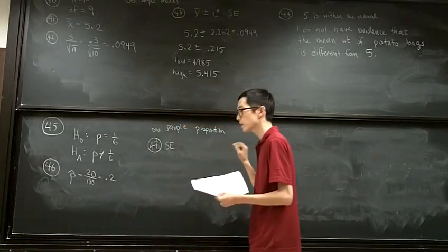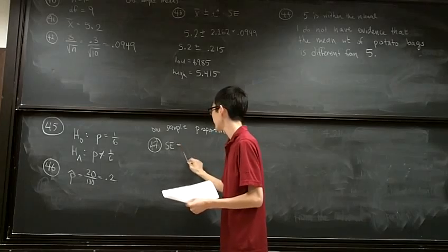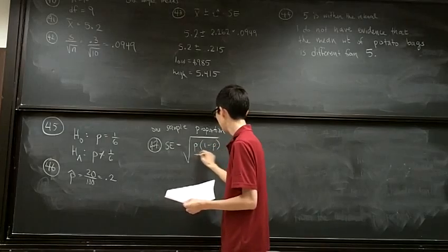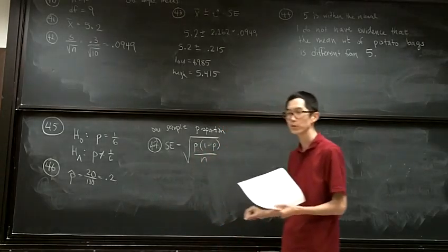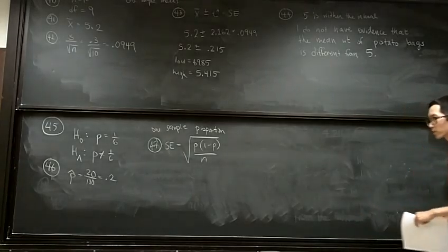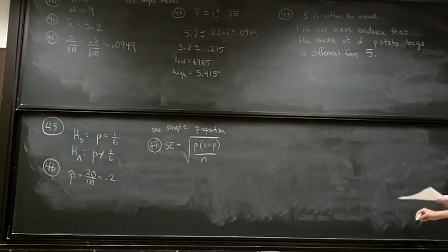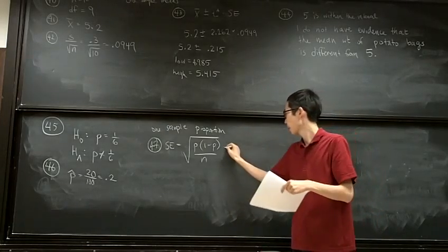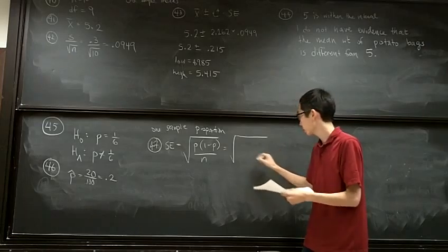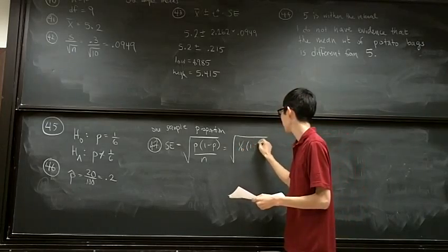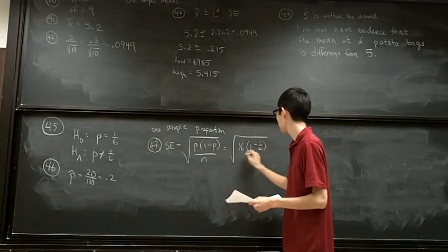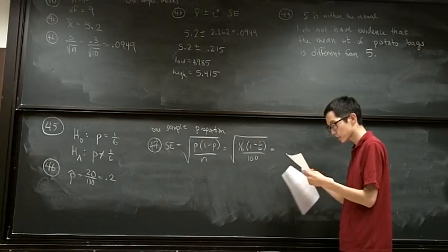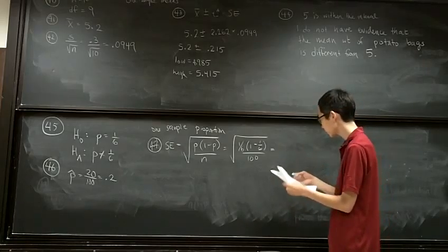Okay, for hypothesis tests, my standard error uses p and not p hat. So p times 1 minus p over n. If it was a confidence interval, we use p hat. For a hypothesis test, we use p, so it's one sample proportion. So I'm going to put 1/6 times 1 minus 1/6, or 5/6, divided by 100. And when I do the math there, I get 0.03727.